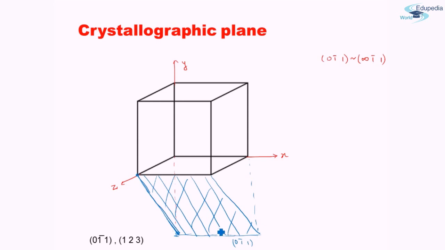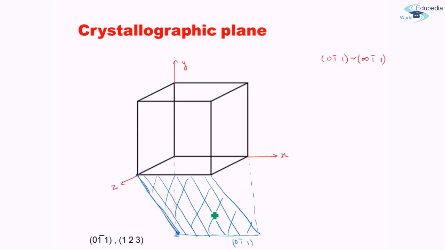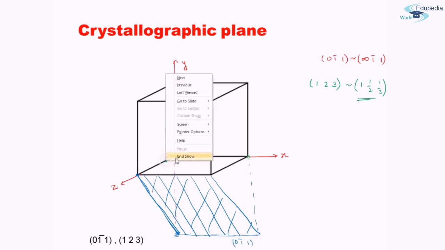Now let us try one little more complicated case. The complicated case that we are going to look at is (1 2 3). So what do we do first? We take the reciprocal to find the distances at which it will cut the x, y and z axes. So the reciprocals will be 1, 1/2, 1/3. Therefore this particular plane will cut the x-axis at 1, the y-axis at 1/2, so somewhere around here, and the z-axis at positive 1/3, right?